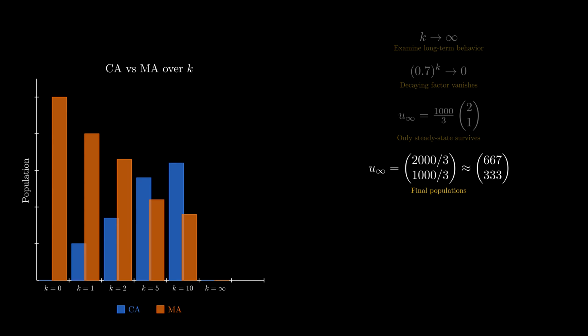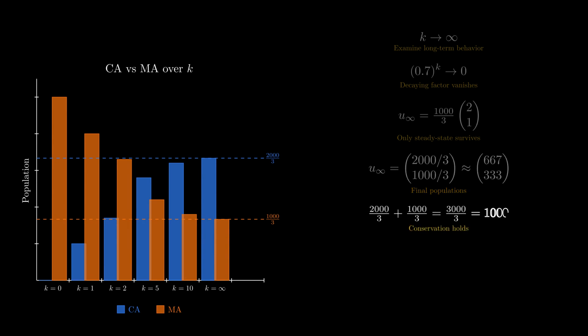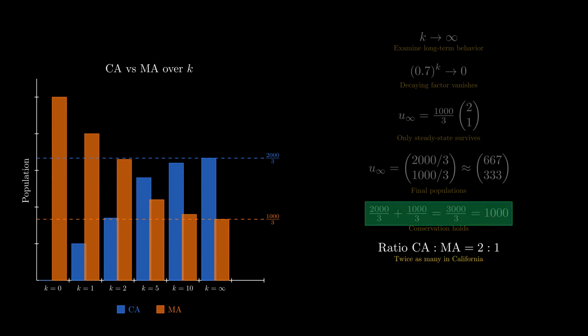That's 2000 thirds of a person in California, and 1000 thirds in Massachusetts. Adding them up, 2000 thirds plus 1000 thirds equals 3000 thirds, which is exactly 1000. Conservation holds, no one was created or lost. Now notice the ratio, 2 to 1. California ends up with twice as many people as Massachusetts. That 2 to 1 ratio is baked right into the eigenvector 2, 1.